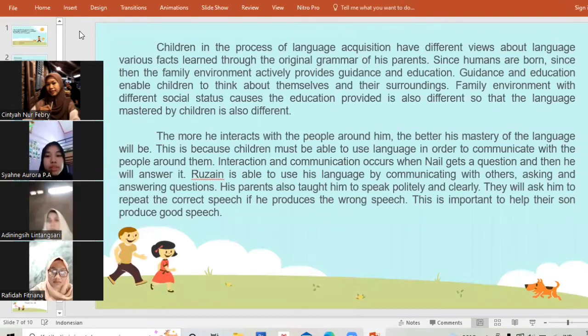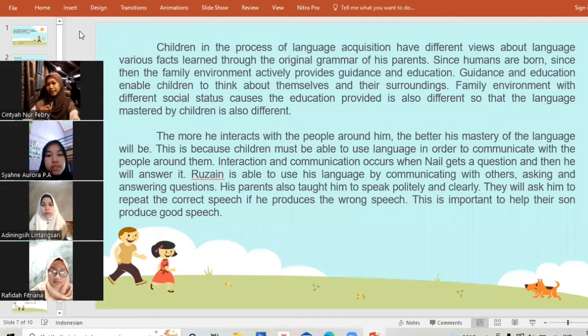Children in the process of language acquisition have different views about language. Language is learned through the original grammar of their parents, innate and born with them. Then the family environment actively provides guidance and education, enabling children to think about themselves and their surroundings. Family environments with different social status cause the education provided to also be different, so that the language mastered by children is also different. The more he interacts with the people around him, the better his mastery of the language will be. This is because children must be able to use language in order to communicate with the people around them.